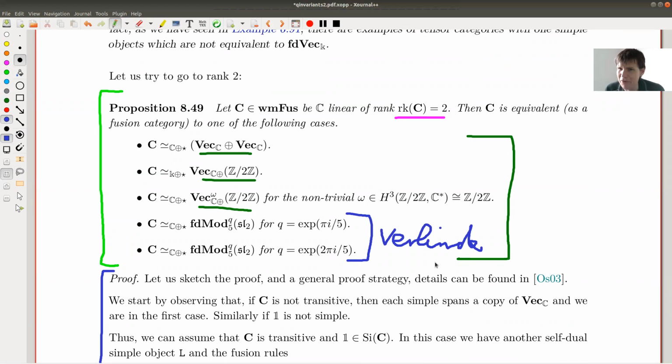Which is quite a long list for rank 2, right? Remember, finite groups of rank 2, you only have Z mod 2. Fusion categories of rank 2, you have copies of vector spaces, Z mod 2 vector spaces, twisted Z mod 2 vector spaces, and Verlinde categories. That's already complicated.